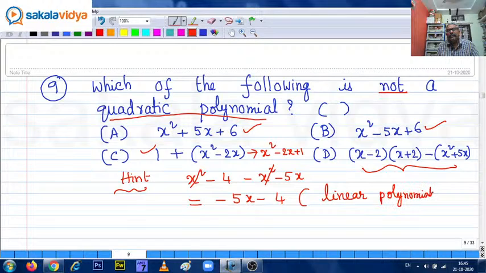So, of the given options, which is not a quadratic polynomial? Yes, D. Option D is the right option.